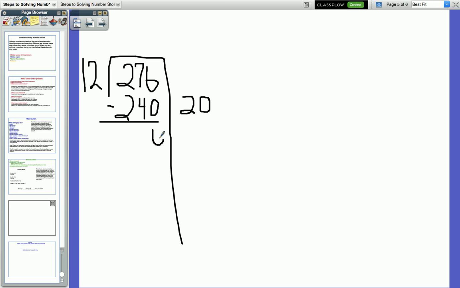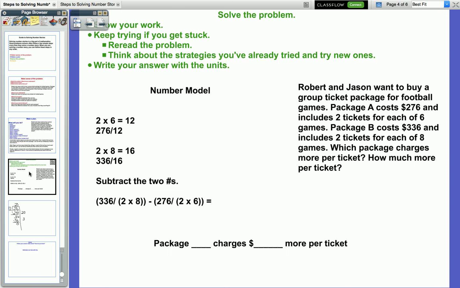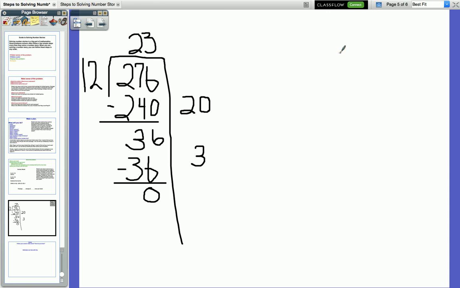So then I would have 36 left. And I know that 12 times 3 is 36. So I just took a shortcut there instead of using my easy multiples. So package A is going to cost $23 per ticket. Okay, now package B, 336 divided by 16.